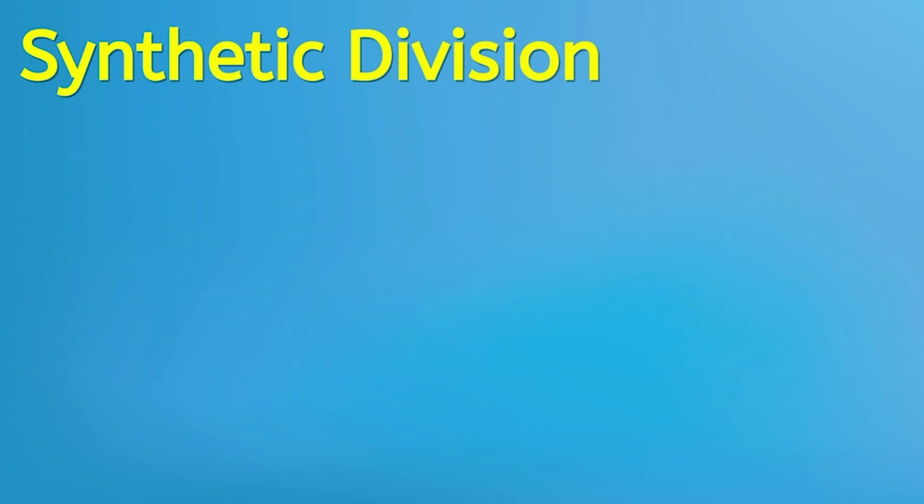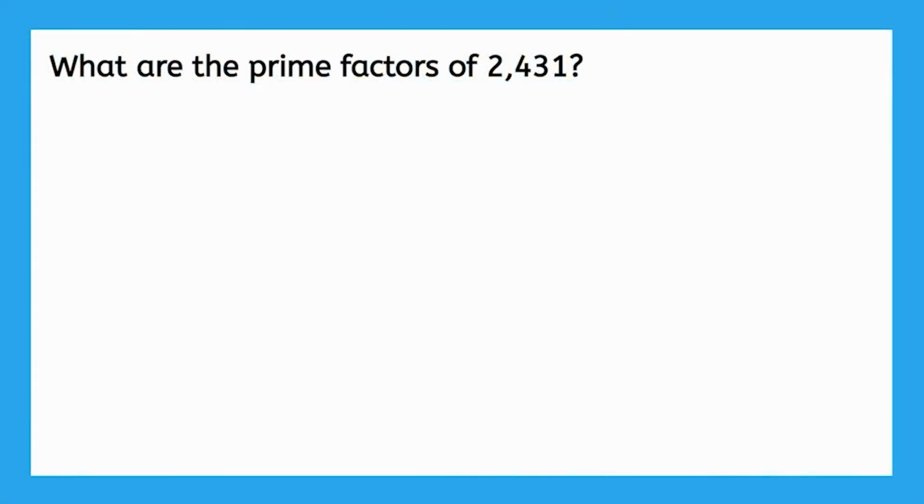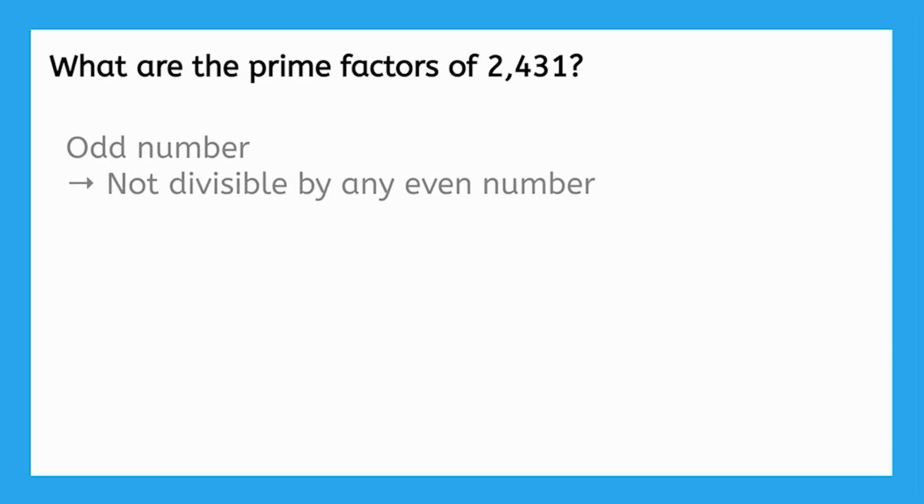Ready? Let's get started. To help us get in the mindset of factoring polynomials, let's think about factoring in general. For example, if I needed to find all of the prime factors of 2,431, where would I start? Let's see. It's an odd number, so it's not divisible by 2 or any other even number. What about checking other factoring strategies that I know, like adding the digits to see if their sum is a multiple of 3 or 9?